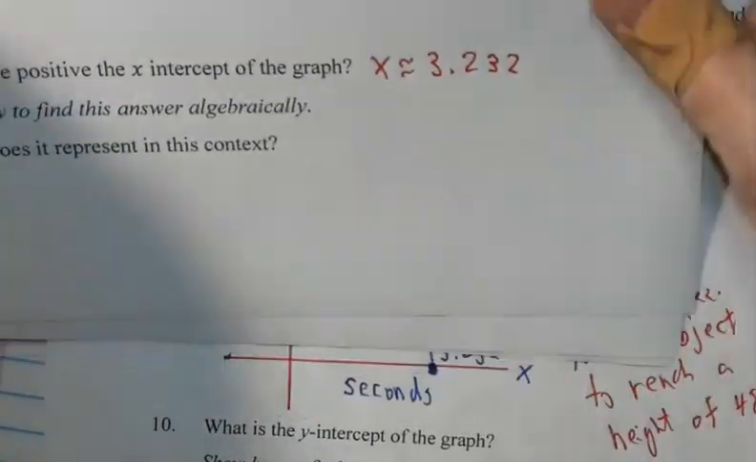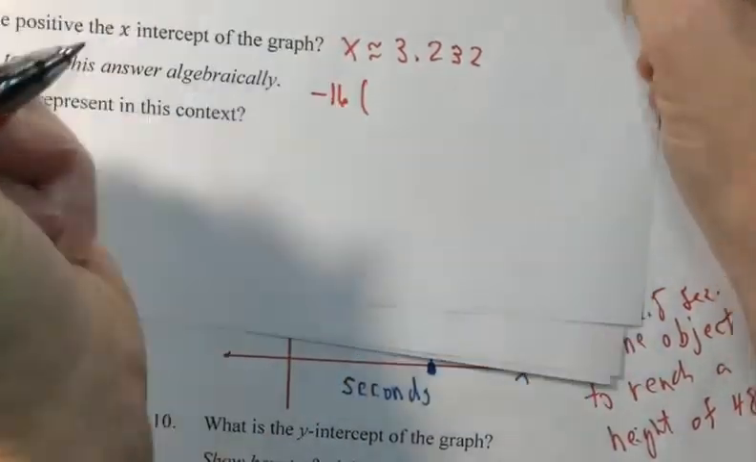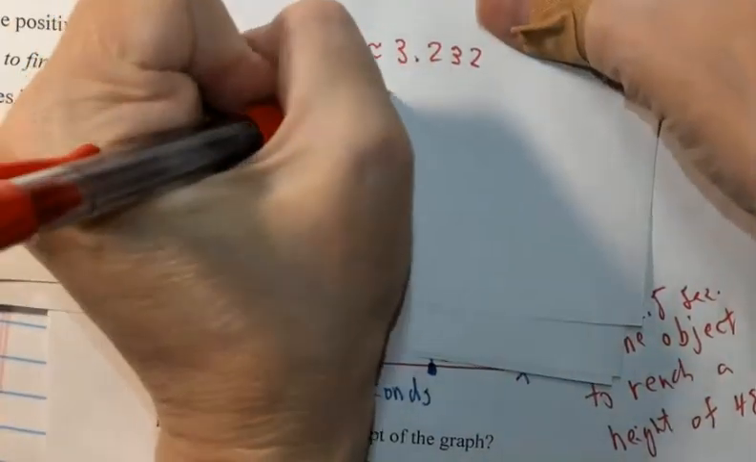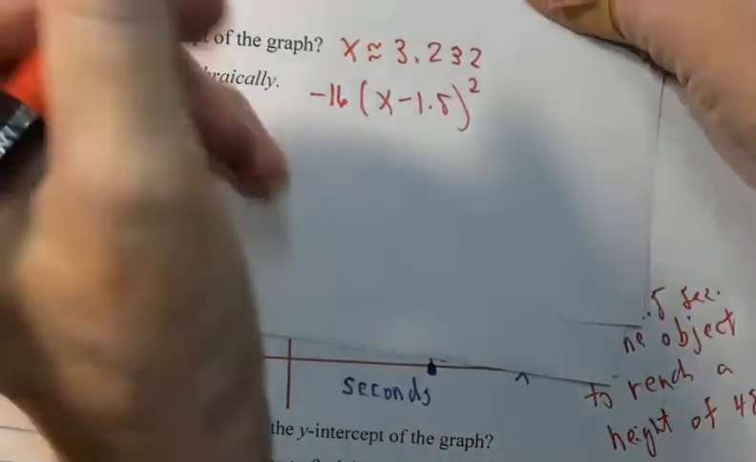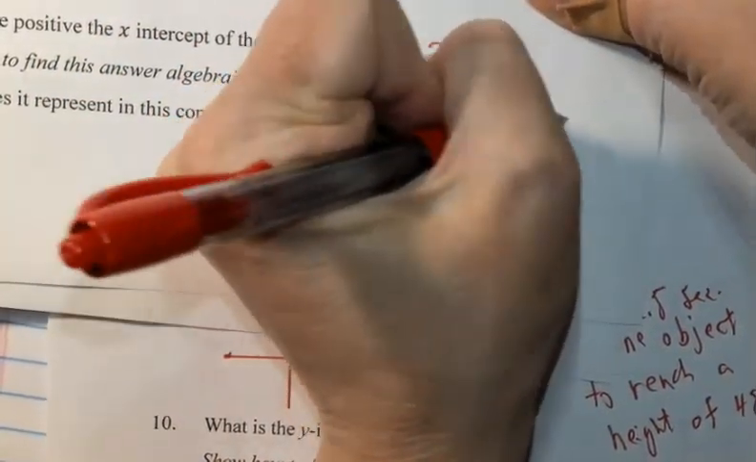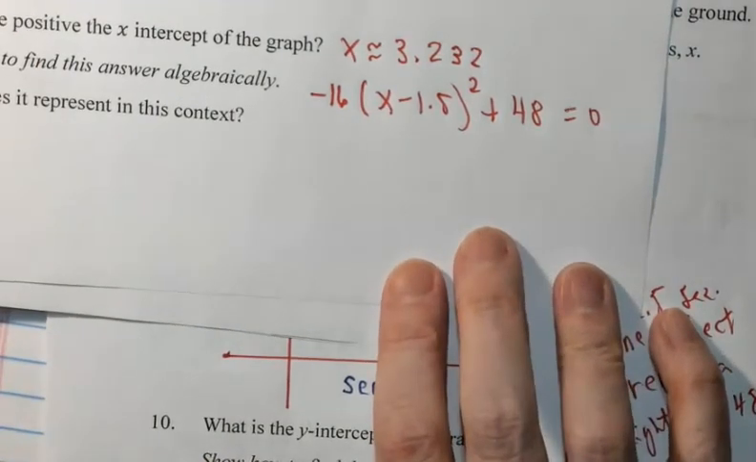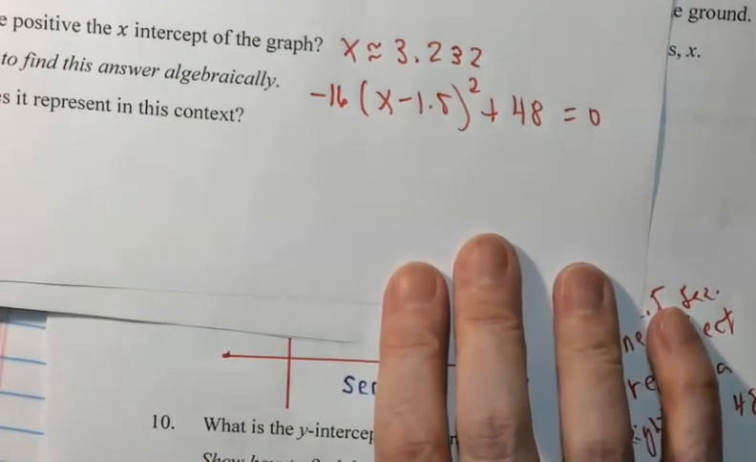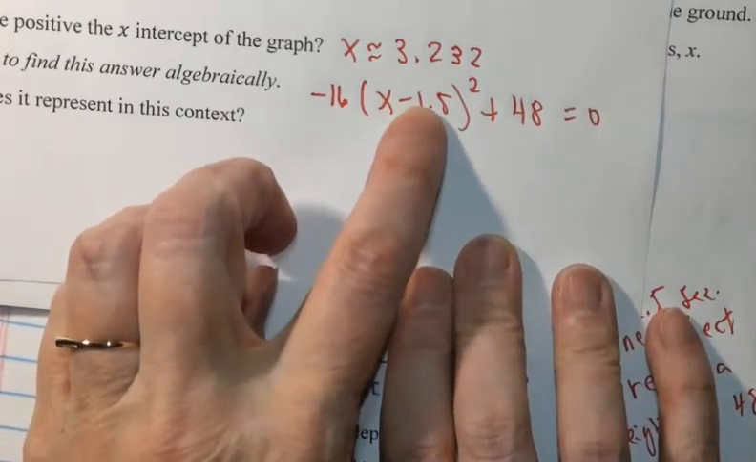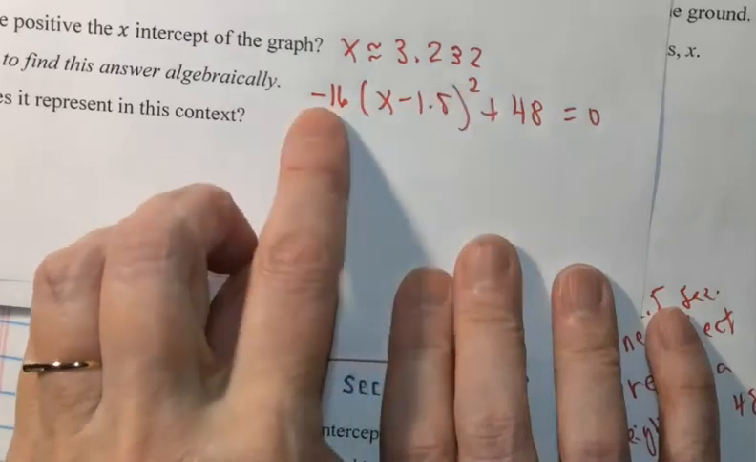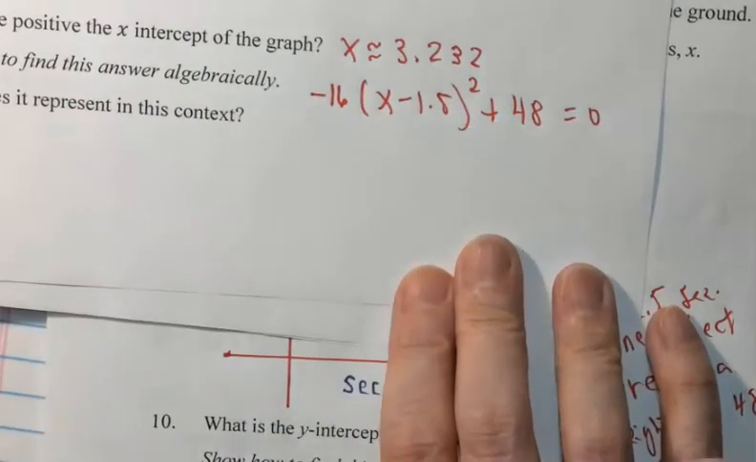So using what little space I have here, let's put negative 16 times (x minus 1.5) squared plus 48 is equal to 0. Now to find this algebraically, we're going to do the same thing we did on the very first page of the assignment. We're going to isolate this x. So don't do plus 1.5. You can't square root, and you don't divide, but you do go ahead and subtract this 48 first.